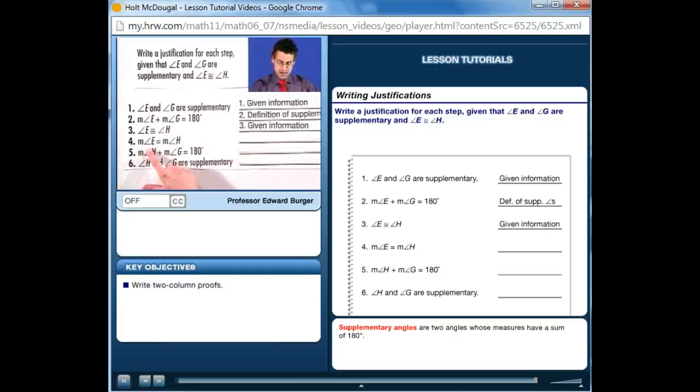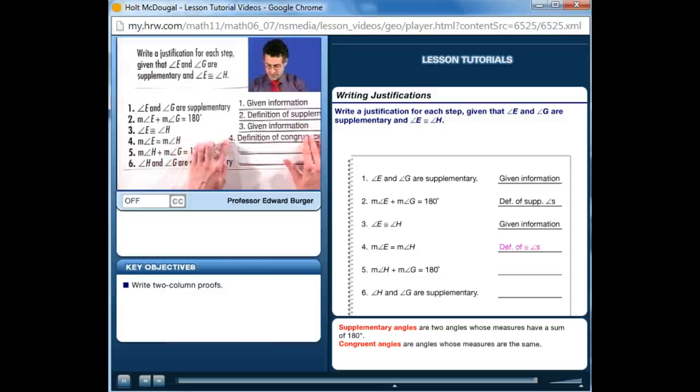Step 4 says the measure of angle E is equal to the measure of angle H. Why is that true? Well, that's just a property we know about congruent angles. And in fact, that is the definition of what it means to be a congruent angle. So the definition of congruent angles means that their measures are the same. Step 5 is that the measure of angle H plus the measure of angle G equals 180.